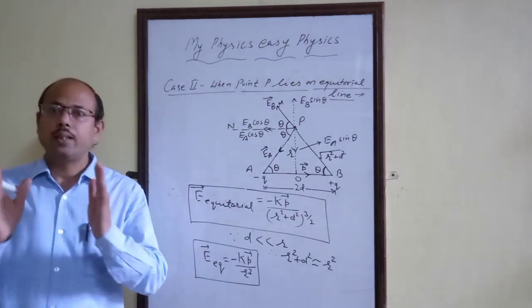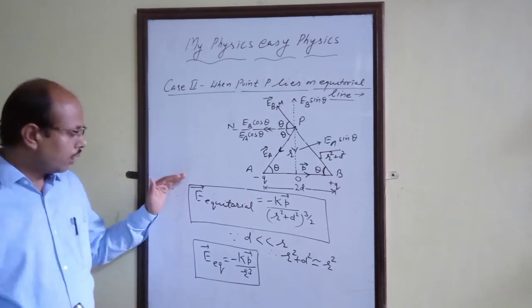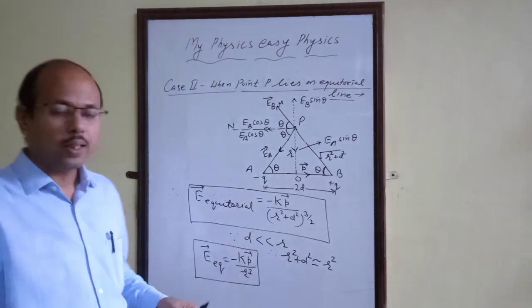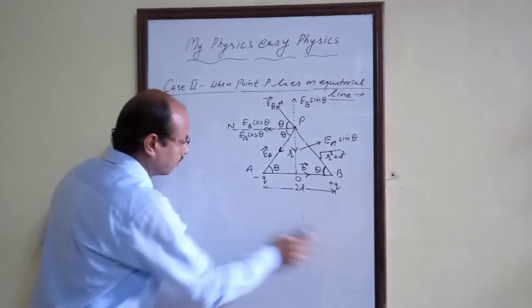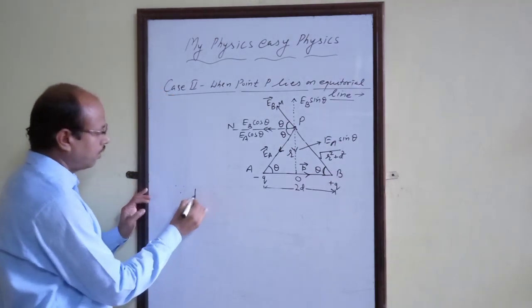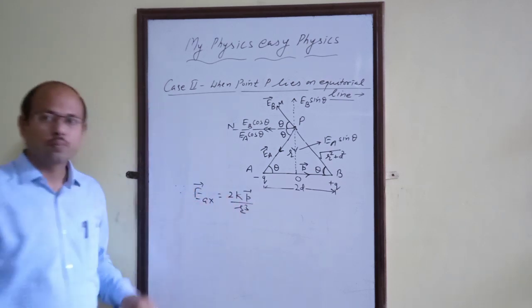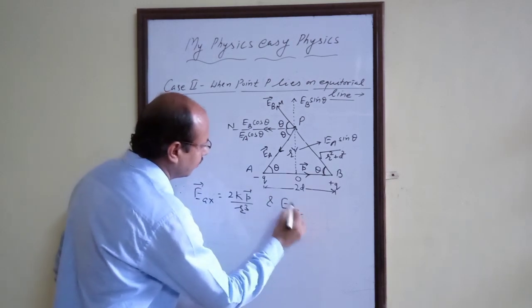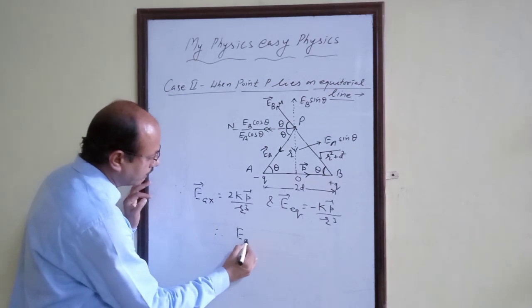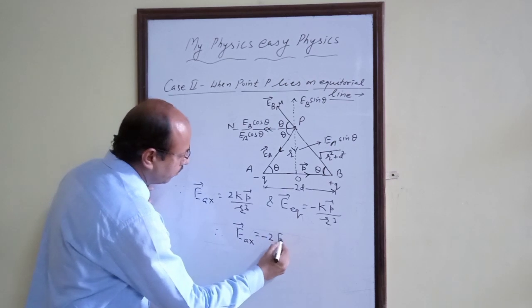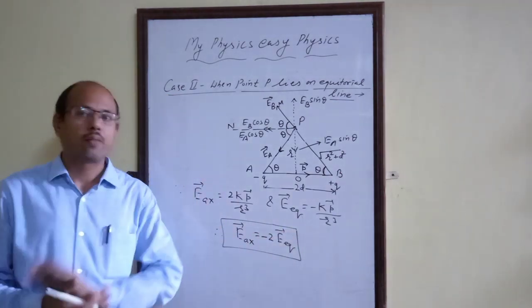Now in the first case we have discussed that E axial is 2Kp by R cube. We can recall that E axial equals 2Kp by R cube, and E equatorial equals minus Kp by R cube. Therefore we can also write a relation between E axial and E equatorial. Since E axial equals 2Kp divided by R cube and E equatorial equals minus Kp by R cube, we can write E axial equals minus 2 E equatorial. So this is the relation between electric field on the axial line and electric field on the equatorial line.